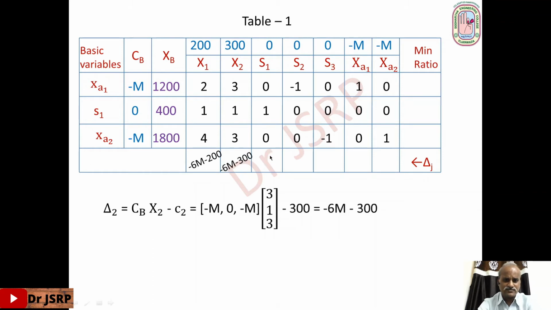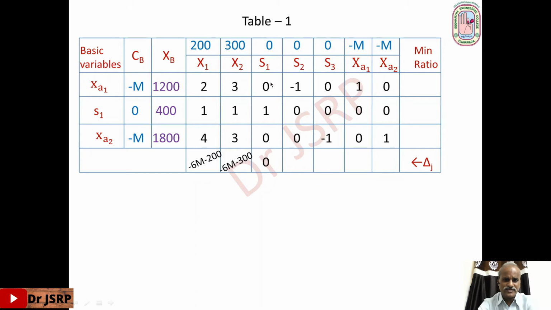For S1, basic variable, delta J is 0. For S2, same, this column into this column. So minus M into minus 1 plus 0 into 0 plus minus M into 0, minus 0. So M. S3, same. Minus M into 0 plus 0 into 0 plus minus M into minus 1, minus 0. So plus M. XA1, XA2 are basic variables, their delta J value is 0. Okay, so this is the first table.